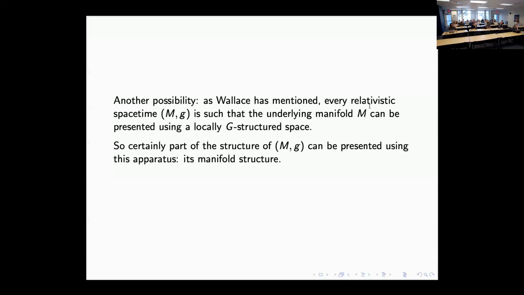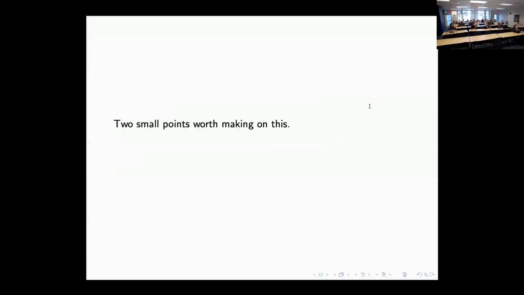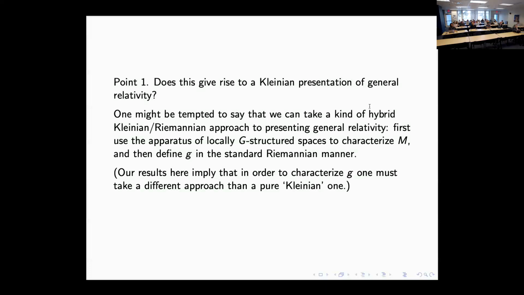Let me make two small points on this, neither of which I consider to be in tension with anything that David said. So first, does this give rise to a Kleinian presentation of general relativity? I mean, look, not fully, right? Because we're only presenting the manifold. We're not presenting the metric. One might nonetheless be tempted to say that we can take a kind of hybrid Klein-Riemann approach: present the underlying manifold using the Kleinian apparatus of locally G-structured spaces, then transition to the full apparatus of Riemannian geometry to find the metric in the normal way. Our results here imply that in order to characterize G, you have to take a different approach than pure Kleinian to present the metric.